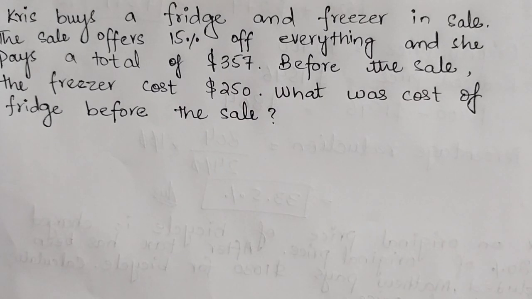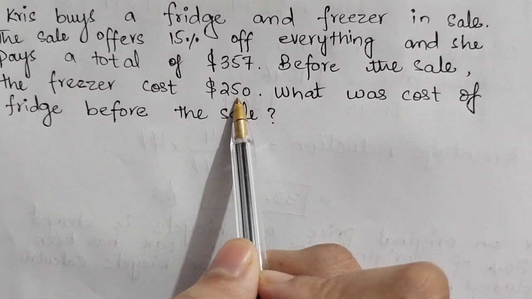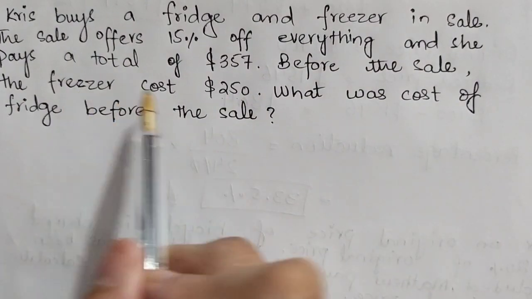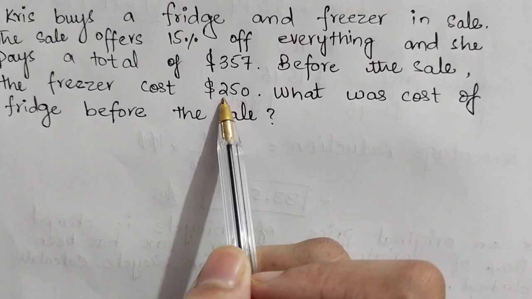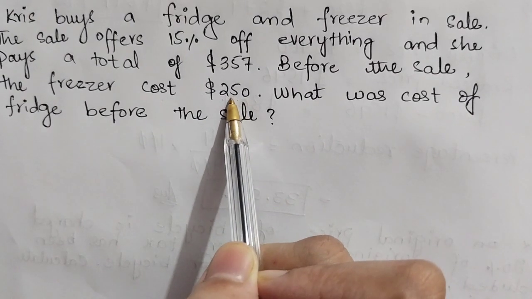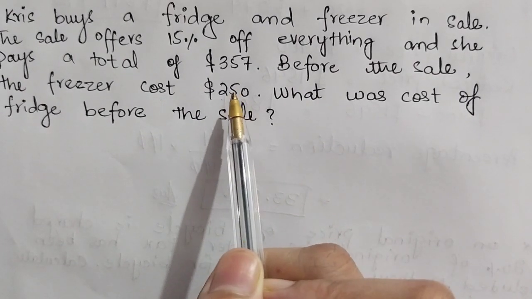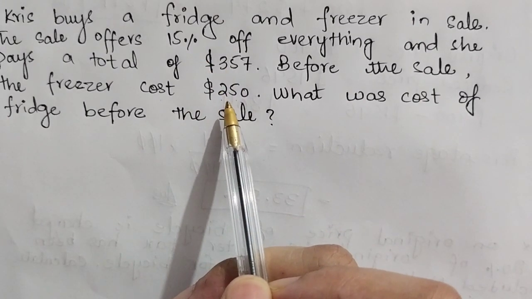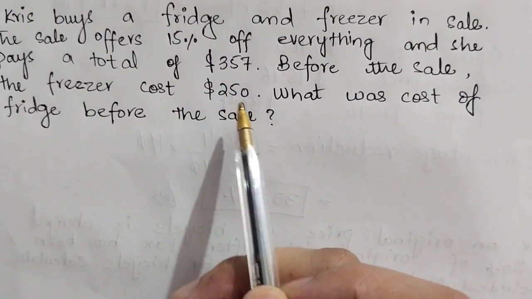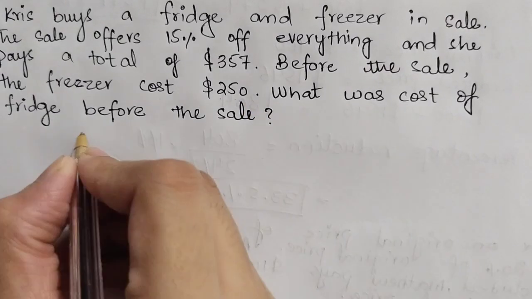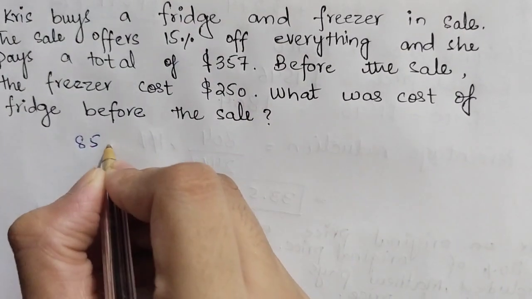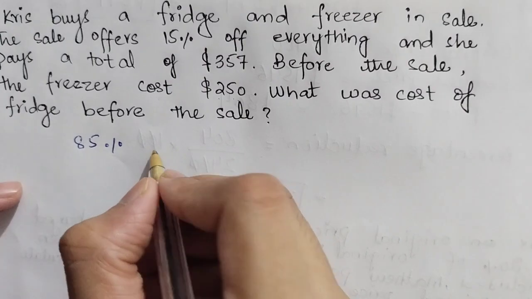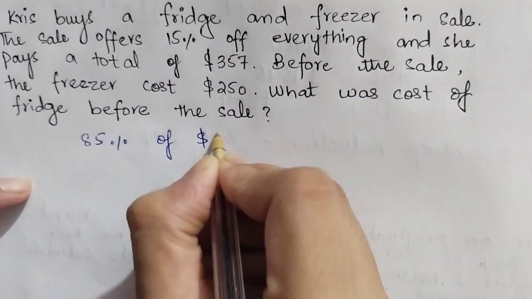It means when she buys the freezer, she pays 85% of the original price, not exactly 250, because that is the 100% of the freezer cost. So you have to first calculate the 85% of this amount, because she buys the freezer and fridge on sale. So she just paid 85% of the original amount. So calculate the 85% of $250.